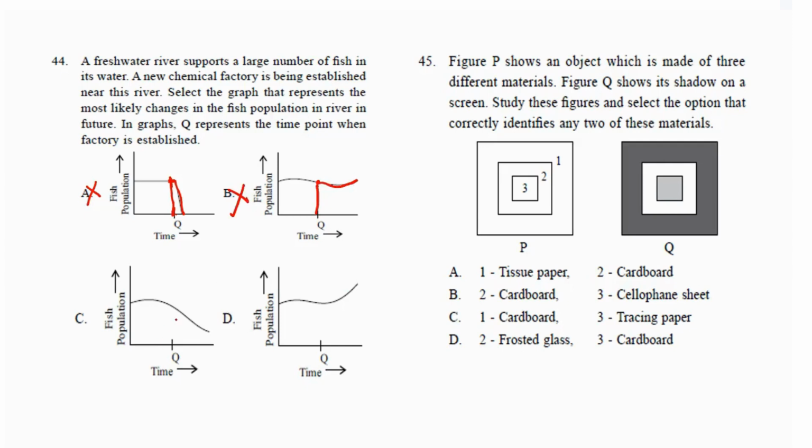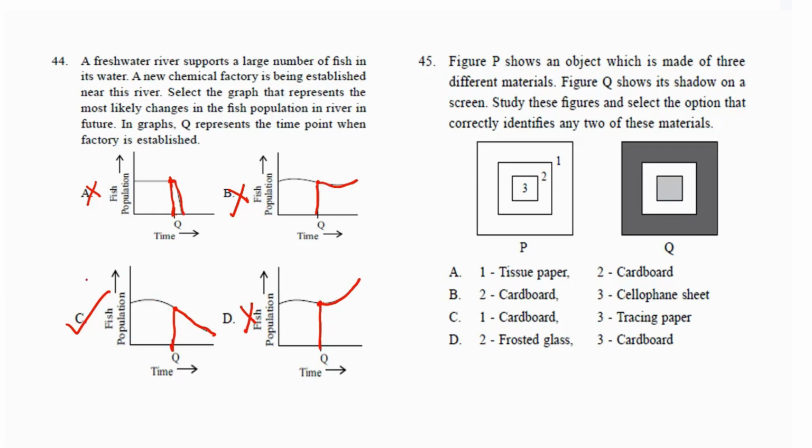In option number C, we can see after the chemical factory is being set up, the fish population has declined rapidly. So this can be the correct answer. Option D is completely wrong because we can see here that after the chemical factory was established, the fish population has increased. This is not possible because all the dirty water will be released in the river, and definitely the fish population will rapidly decline, which is indicated by the graph C. So C is the correct answer.